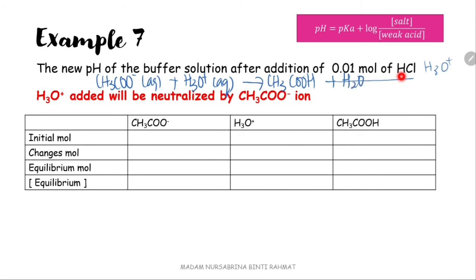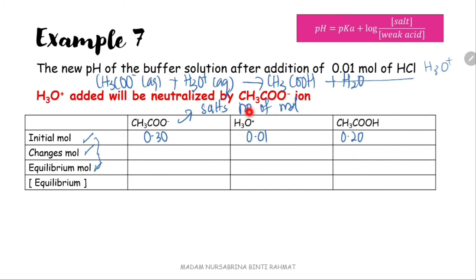Then you're going to fill up the ICE table. The first ICE table is in terms of mole, which is initial mole, change in mole, and equilibrium mole. From the question, they give you the initial mole of your salt, which contains your conjugate base, which is 0.30 mole. This comes from the salt's number of moles. H3O plus is the addition, which is 0.01 mole, and ethanoic acid is from the weak acid, which is 0.20 mole.